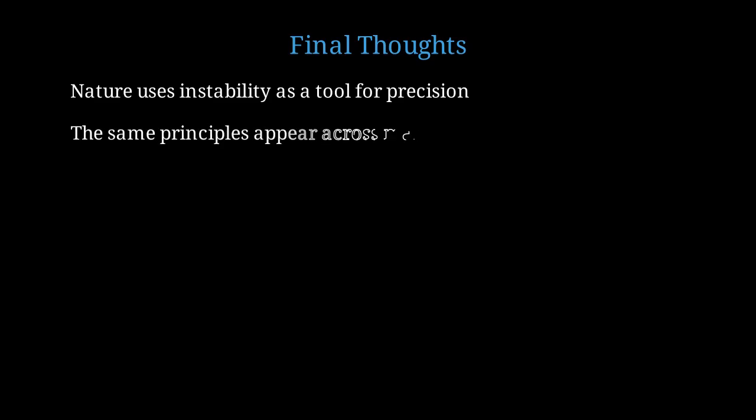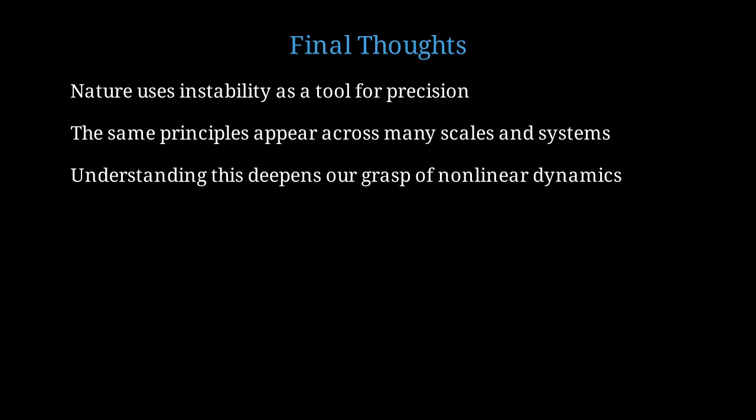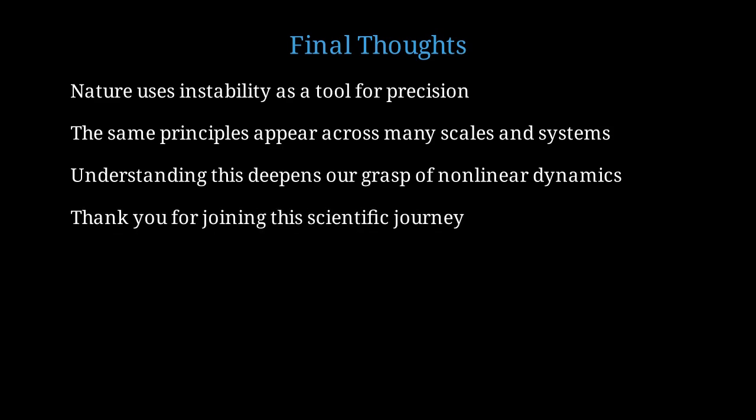This phenomenon reveals something profound about the physical world. Nature uses instability not as a problem to be avoided, but as a tool to achieve precision and reproducibility. The same mathematical principles appear across many scales, from microfluidics to raindrops to planetary formation. Understanding the digital droplet paradox deepens our grasp of nonlinear dynamics and emergent phenomena. Thank you for joining me on this journey through one of nature's most elegant paradoxes.